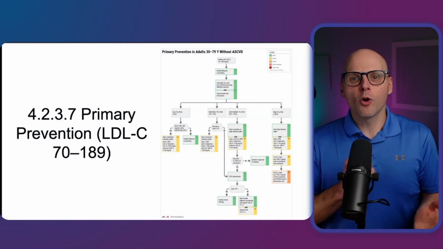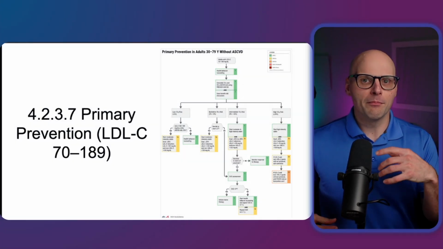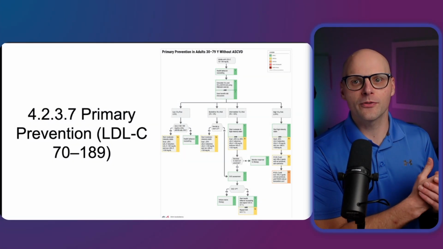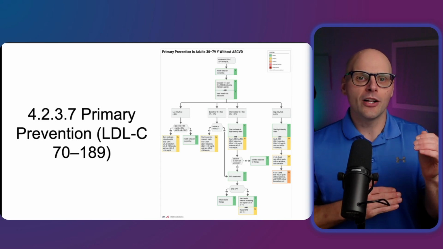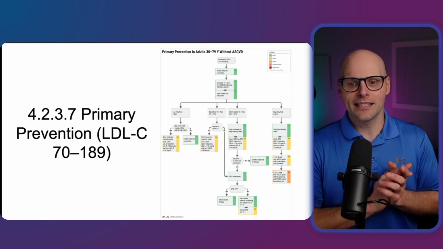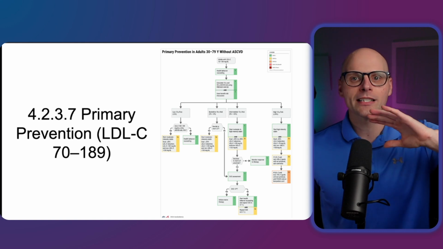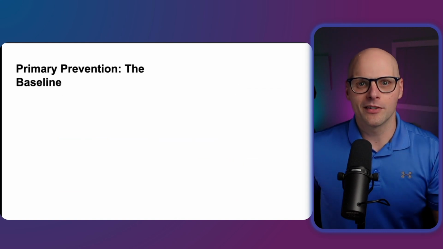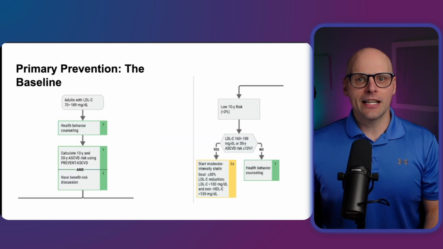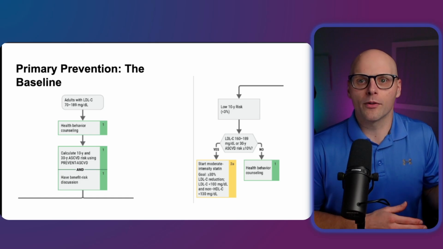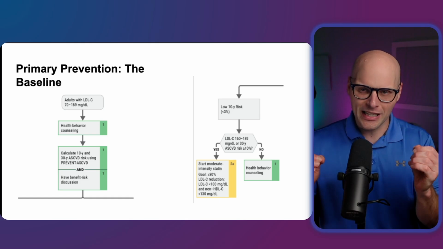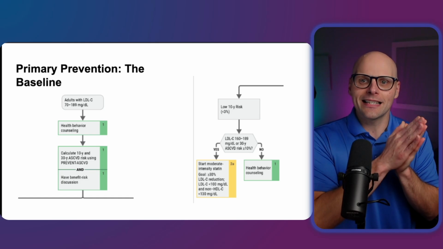Next, let's talk about our algorithms right here. So section 4.2.3.7 is the bread and butter for this. Everything's primary prevention for adults 30 to 79 with an LDL between 70 and 189. And it's an algorithm going through what we're looking at in terms of low risk versus high risk. Can look a little intimidating, but we'll break it down section by section here. So let's dig in first. This is the core algorithm for our primary prevention. Once again, age 30 to 79 who have LDL between 70 and 189.